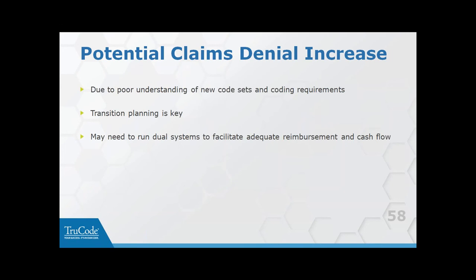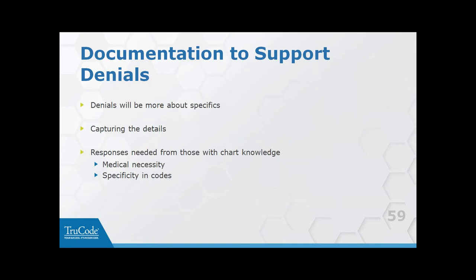Again, we're trying to go through a lot of these post-implementation issues, like poor understanding of the new code sets and coding requirements. We've got to make sure we have that transition planning, and you also may need to run dual systems to facilitate adequate reimbursement and cash flow. You need to make sure you have the documentation there.